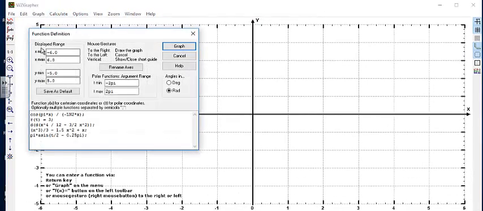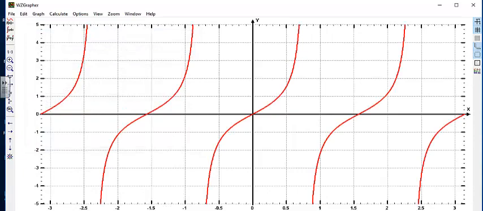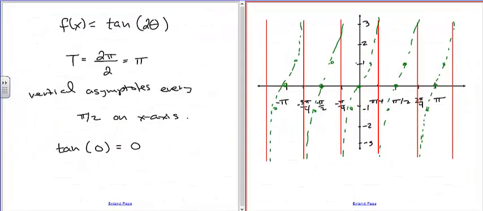Okay, so first we're going to set our minimum, which is going to be negative pi and positive pi, because we're going 1 period to the left and 1 period to the right. The maximums, we'll keep it at plus or minus 5. And then we will plot tangent 2x. And there you go. So if we look at the two, they're very similar.